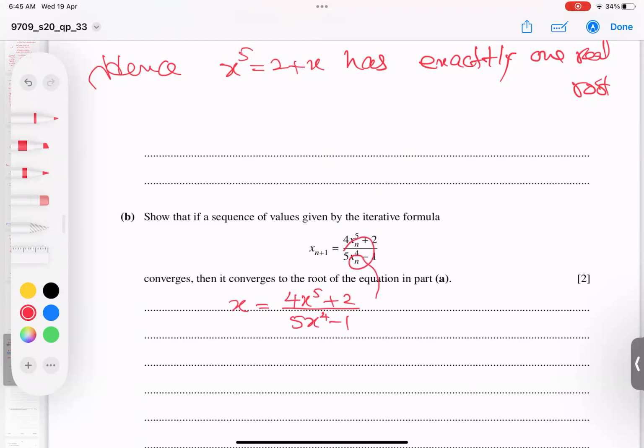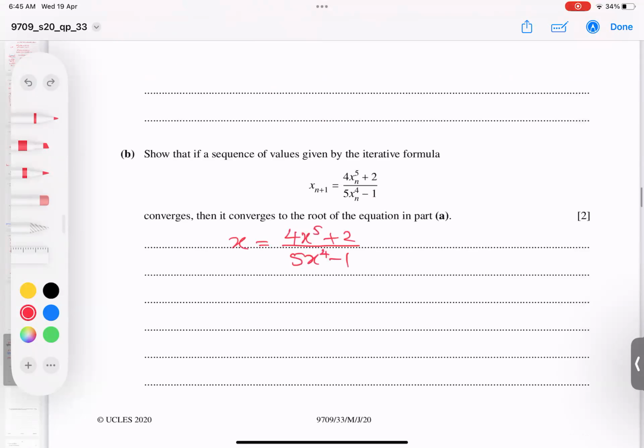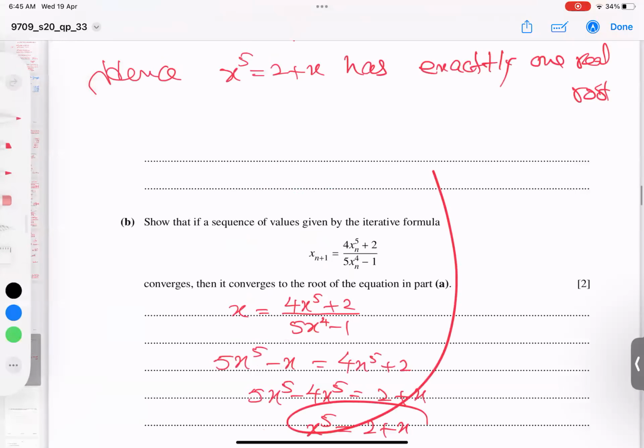I removed every n, whether n or n plus 1. After this, cross multiply. Multiply with x. I get 5x to the power 5 minus x equals 4x to the power 5 plus 2. Now I bring this here and x to the other side. So it becomes 5x to the power 5 minus 4x to the power 5, and 2 plus x. If I solve these two, I get x to the power 5 equals 2 plus x. Check it, it totally matches.